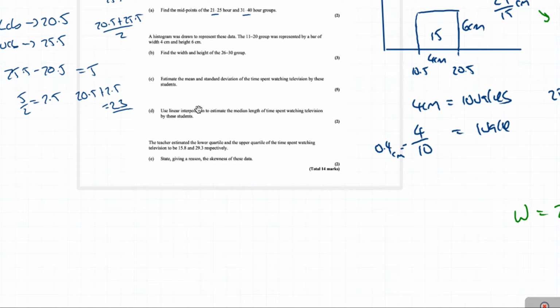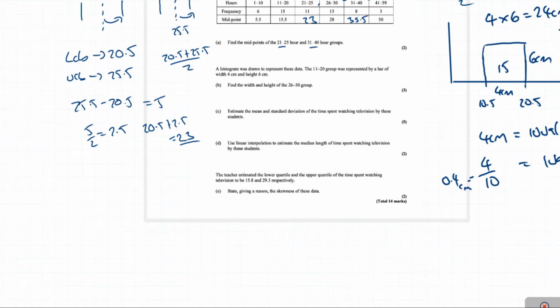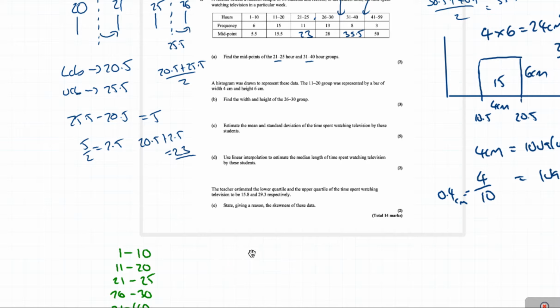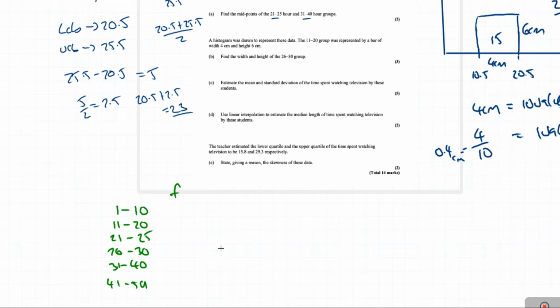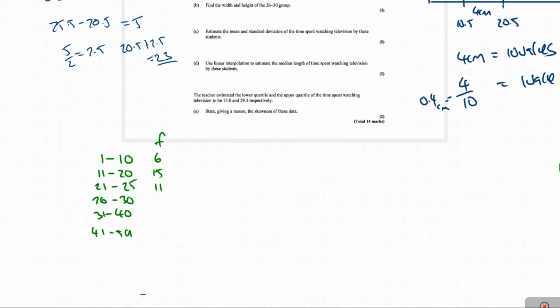Question part C: estimate the mean and standard deviation of the time spent watching television by these students. So here I'm going to redraw this graph. So we've got from 1 to 10, 11 to 20, 21 to 25, 26 to 30, 31 to 40, and 41 to 59. And we also need to put the frequency in. So the frequencies are 6, 15, 11, 13, 8, 3.